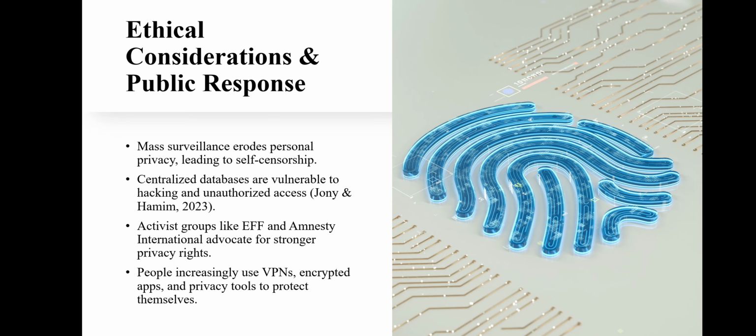Ethical consideration and public response. Mass surveillance erodes personal privacy, leading to self censorship. Centralized databases are vulnerable to hacking and unauthorized access. Activist groups like EFF and Amnesty International advocate for stronger privacy rights. People increasingly use VPNs, encrypted apps, and privacy tools to protect themselves.